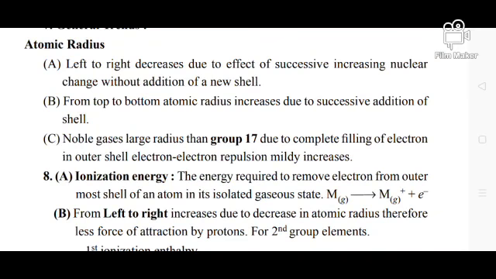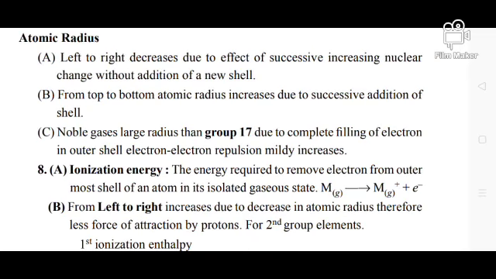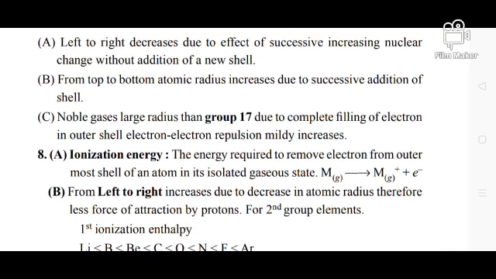Here the nuclear charge cannot attract the electrons towards itself, because a large number of shells are increasing and the shells shield the nuclear charge. It cannot affect that electron much more, so the atomic radius goes on increasing. For the noble gas configuration, the radius is large, then group 17, due to the complete filling of electrons in the outermost shell, the electron repulsion increases, so the atomic radius goes on increasing.